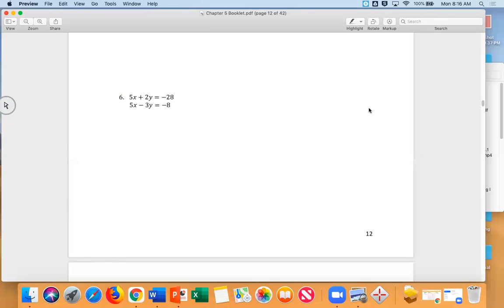In number 6, we're going to get rid of the 5s, but they're the same, so same subtract. The 5s cancel. We have 2y minus negative 3y. Two negatives make a positive, so that's really 2 plus 3, so that's 5y. Negative 28 minus negative 8 is negative 28 plus 8, that's negative 20. That's going to give me y equals -4.